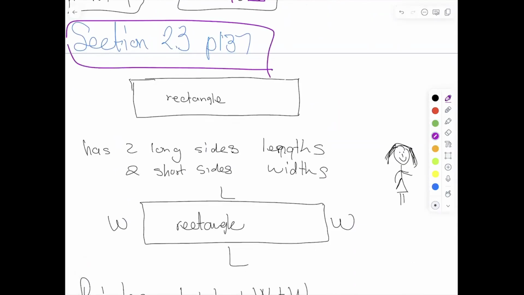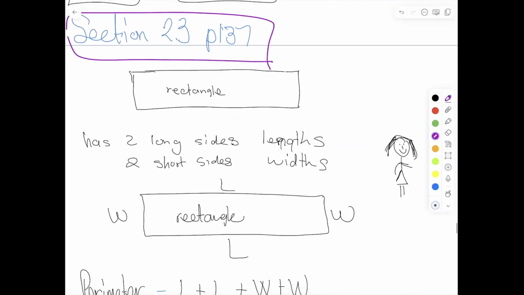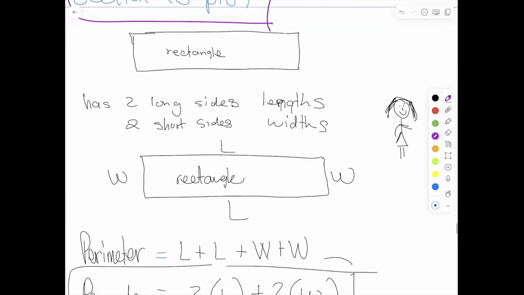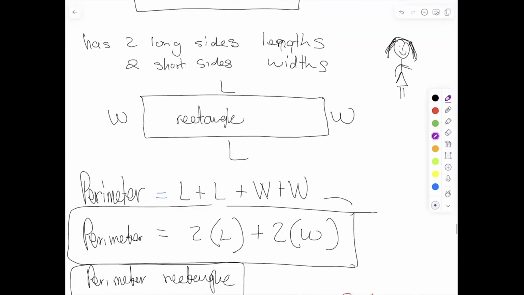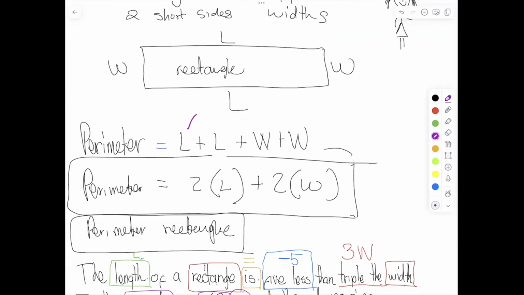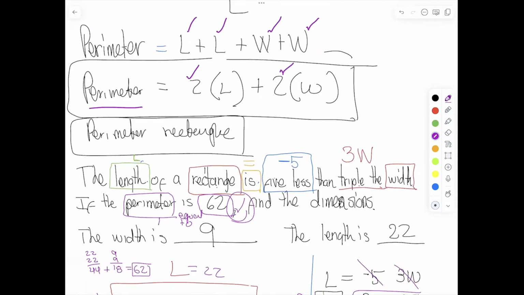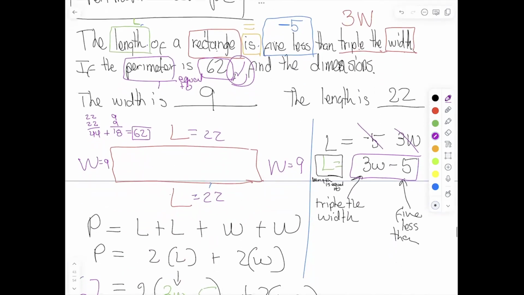All right, section 2.3, page 137. That's our next topic that we touched on 2 days ago, and this was the rectangle. So how many lengths does a rectangle have? 2. Yeah, very good. And it has 2 widths. So when you add them together, you have 1 length, 2 lengths, 1 width, 2 widths. So you end up with 2 lengths and 2 widths. Now that's not the hard part, right? Because that's perimeter. The hard part is interpreting the word problem.